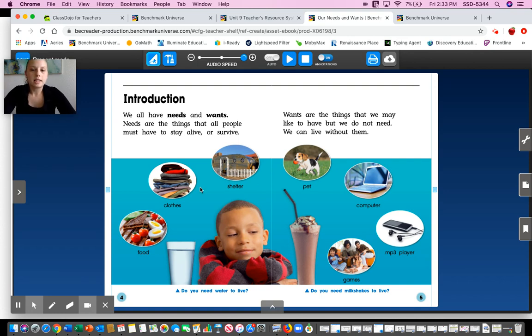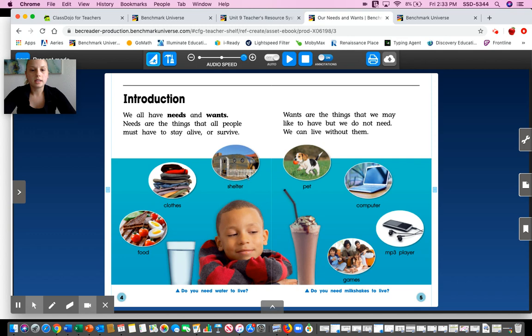Let's take a look at these pictures up here. And if you notice, there are labels underneath them. Remember, labels are what we just talked about with Anna and Olaf. If you look over here, you see a picture of food. Food is something you need. If you look over here, you see clothes. Clothes are things that you need.